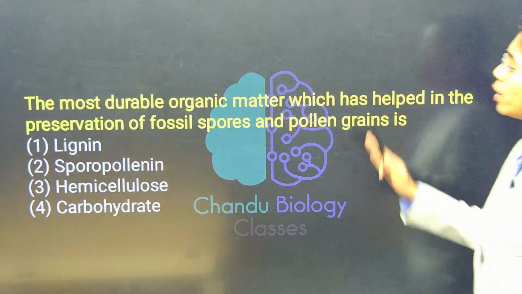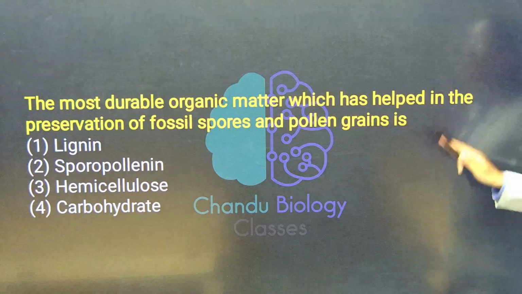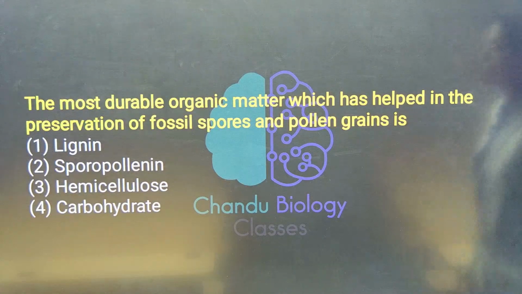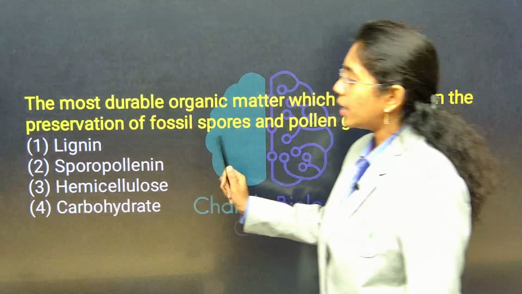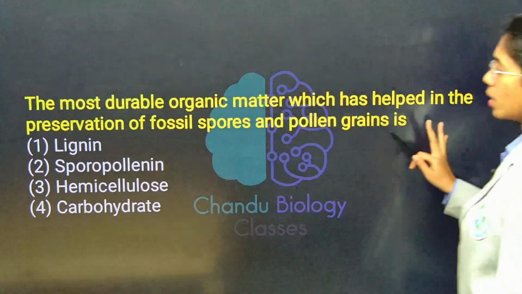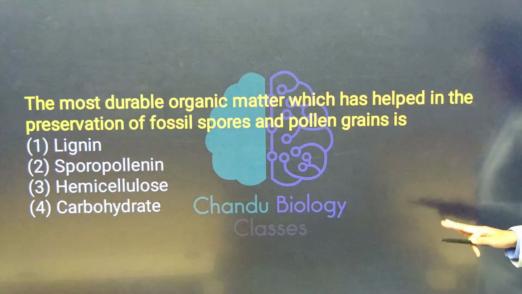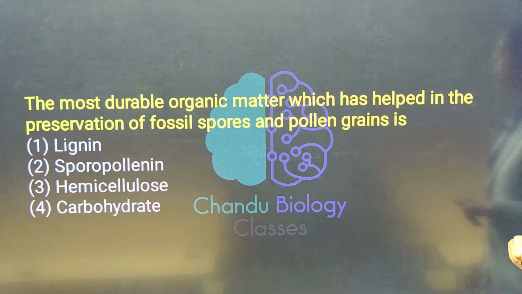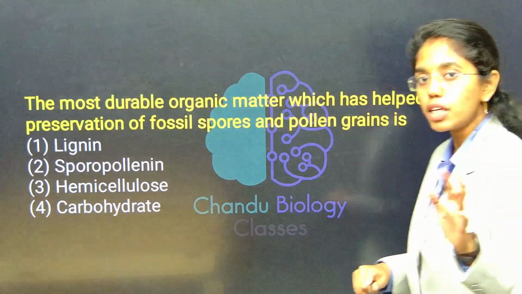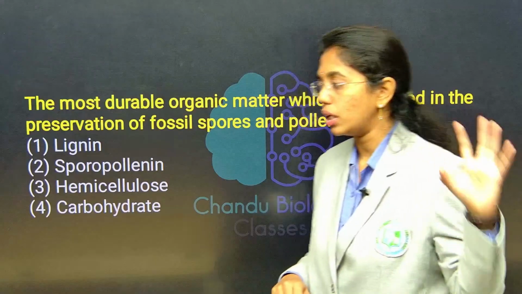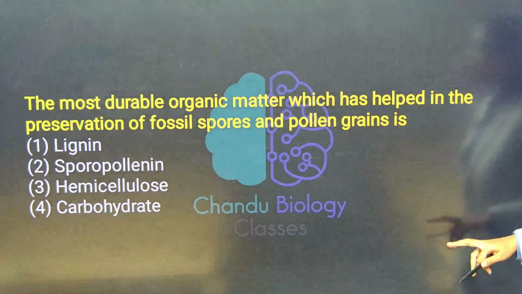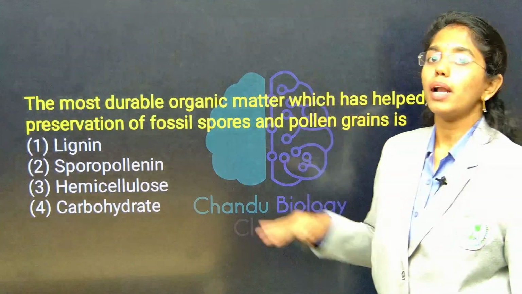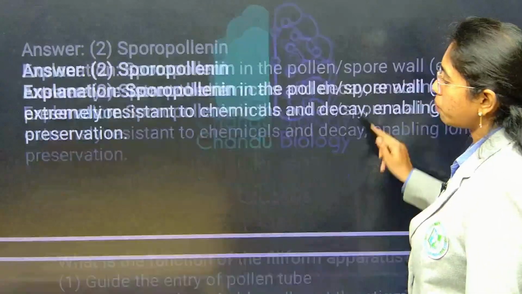Look at the next question. The most durable organic matter which has helped in the preservation of fossil spores and pollen grains is? The answer is crystal clear. Which is the main component of pollen grain which helps to preserve pollen grains across the years, unaffected by any temperature conditions, unaffected by any chemical? It is option 2, that is sporopollenin, which is a major component of the outermost wall layer of the pollen grain, right, which is option 2.